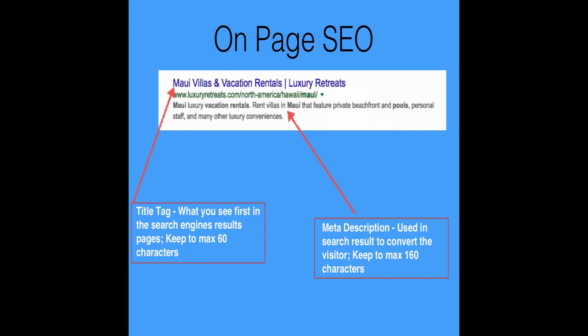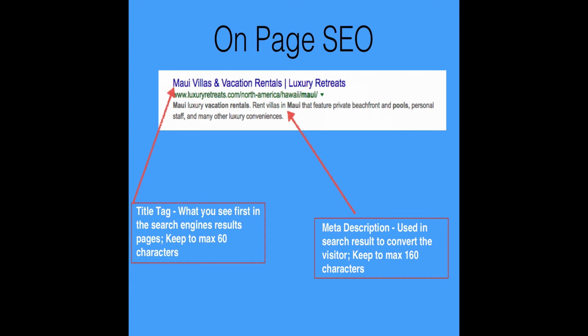The title tag is what you read first in natural search results. It's one of the most heavily weighted on-page SEO ranking factors. A carefully crafted title tag is key. Each page should have its own unique title tag. The length of the title tag should not exceed 60 characters. Otherwise, the search engines will truncate the title and it won't be readable in the search results.